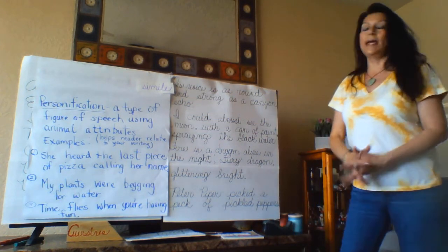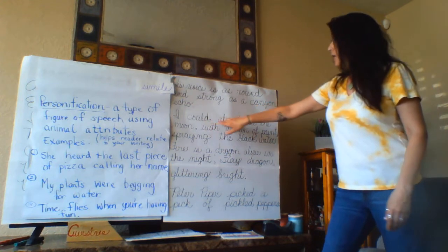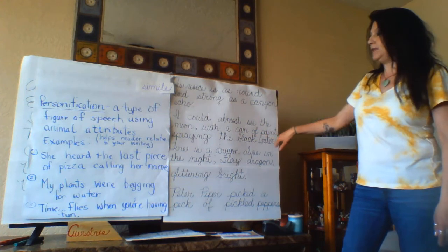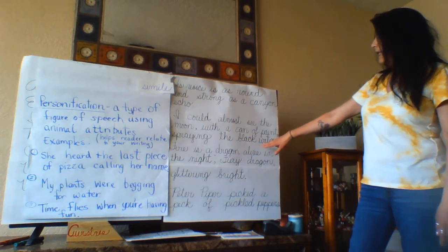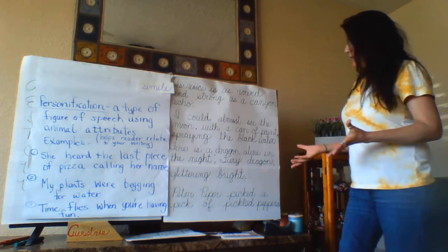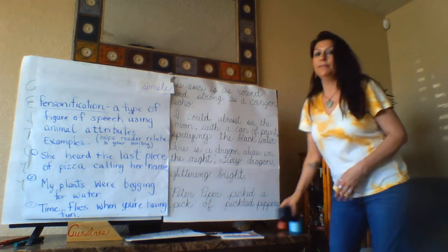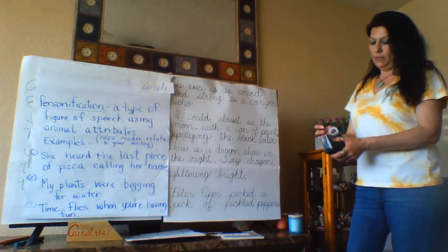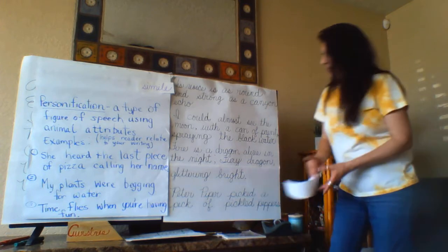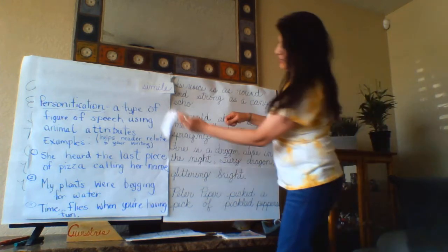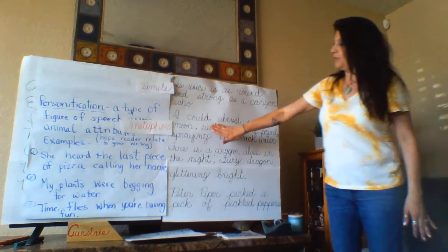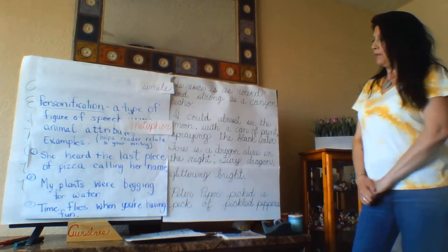Okay. Let's try the next type of figurative language. I could almost see the moon with a can of paint spraying the black water. What do you believe? What type of figurative language could that be? What do you think for a moment? Yes, you are correct. It is a metaphor. Okay, we've got two more to go.